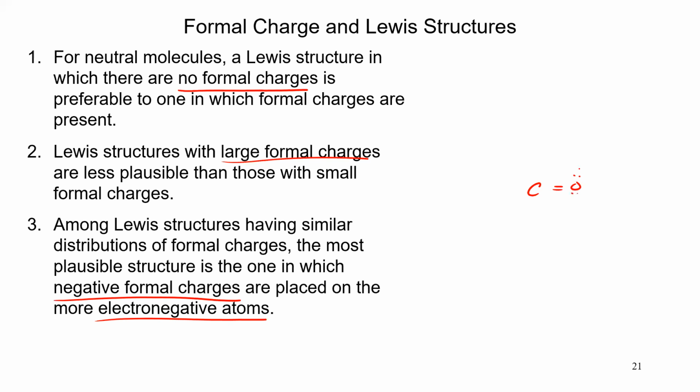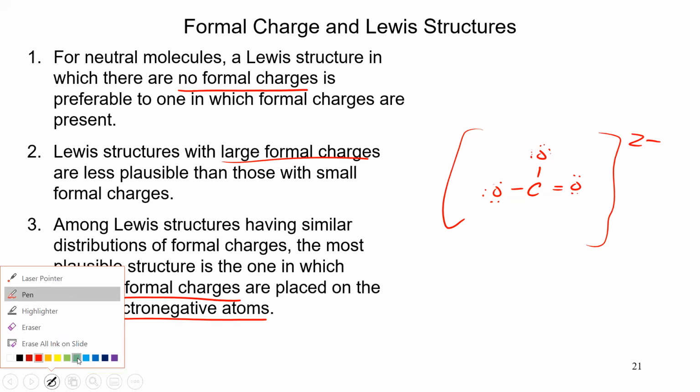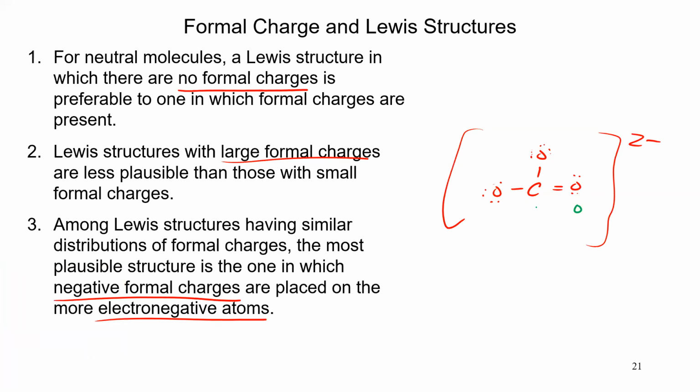Just briefly, I'll do carbonate one more time to reiterate this last data point. We said that the oxygen that was doubly bound was 0, carbon is 0, and then these two singly bound oxygens are -1. Again, oxygen is more electronegative than carbon, so it would prefer to have those negative formal charges.